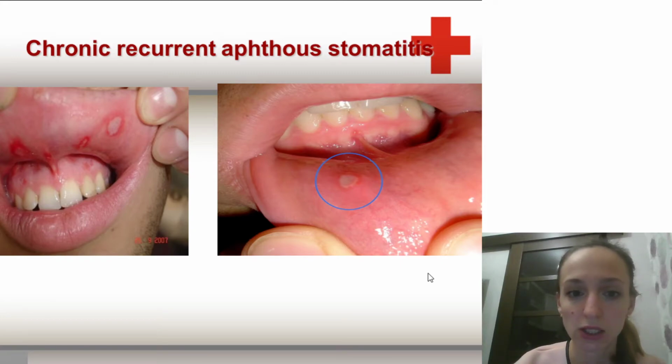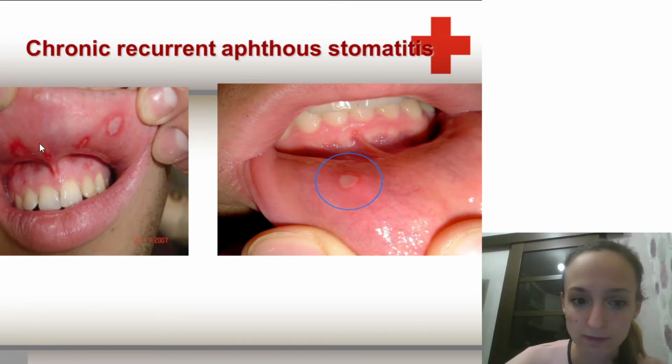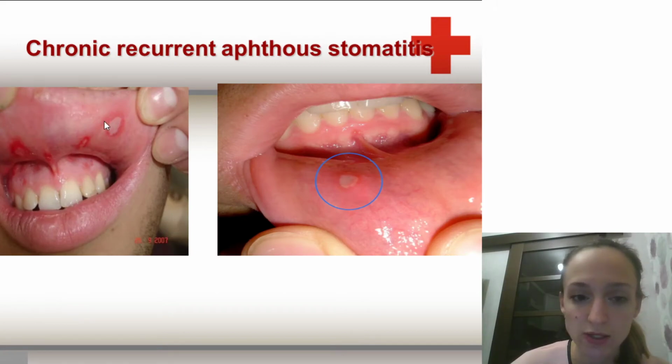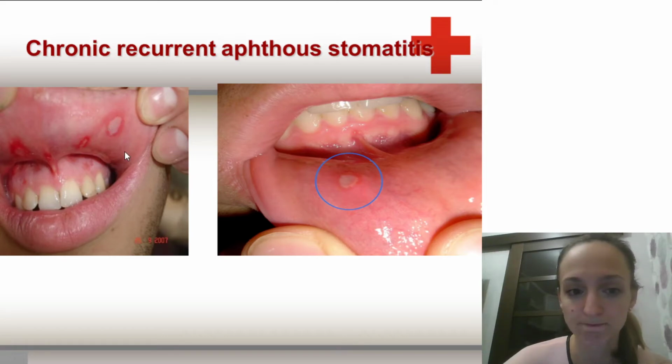And chronic recurrent aphthous stomatitis, please look. It is white spot, ulcerative spot, and hyperemia.